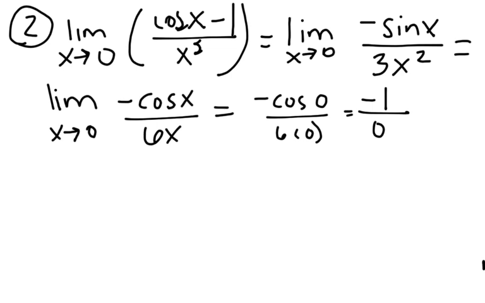Negative 1 over 0 is not an indeterminate form, so you stop doing L'Hopital's rule at this point. It is, however, an undefined quantity. So that means that the limit does not exist. So you can still get a limit that does not exist when you're using L'Hopital's rule.